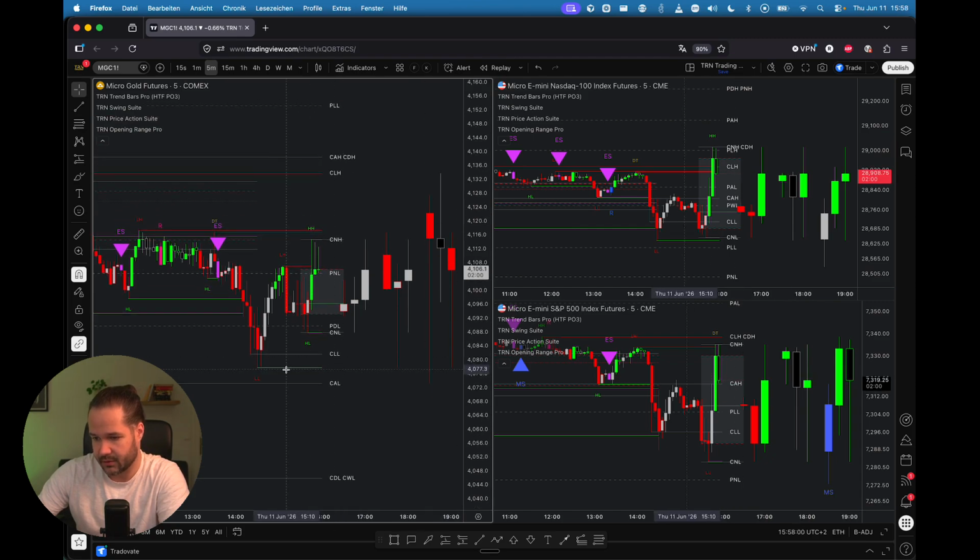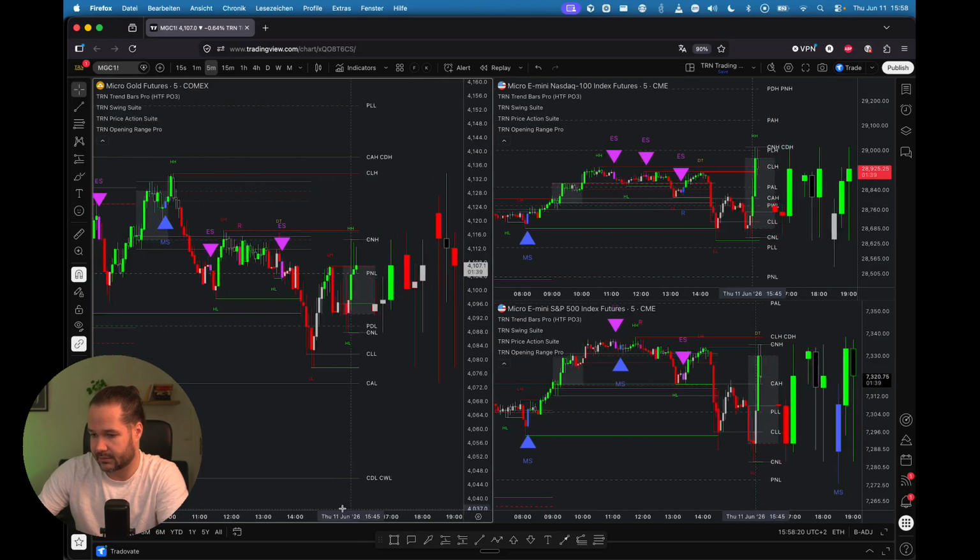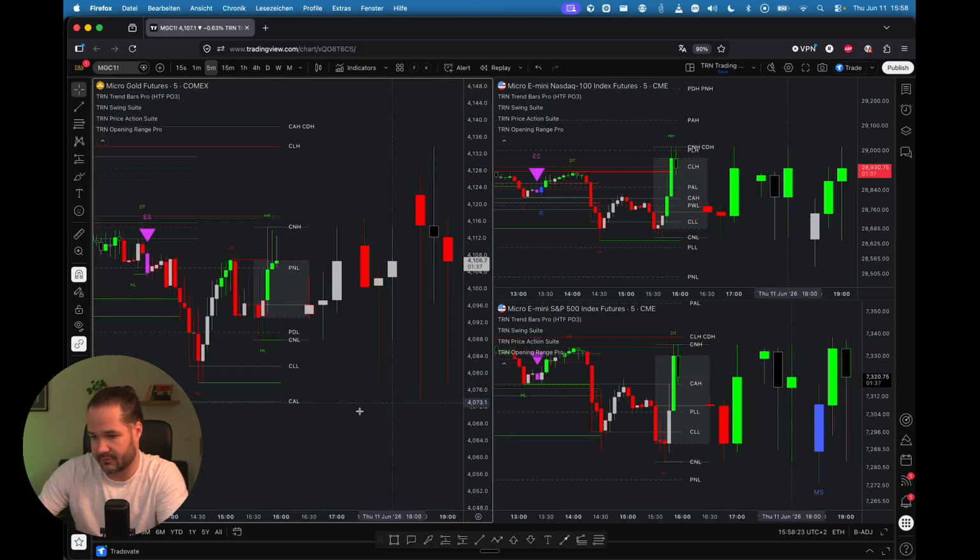I would do it because we have a lot of interesting levels here. And we have a slightly bearish daily bias on gold as well, which is not too strong, but this downtrend we started here with a lower low and a higher low might continue. So the next few candles will become very interesting for gold. Let's see.